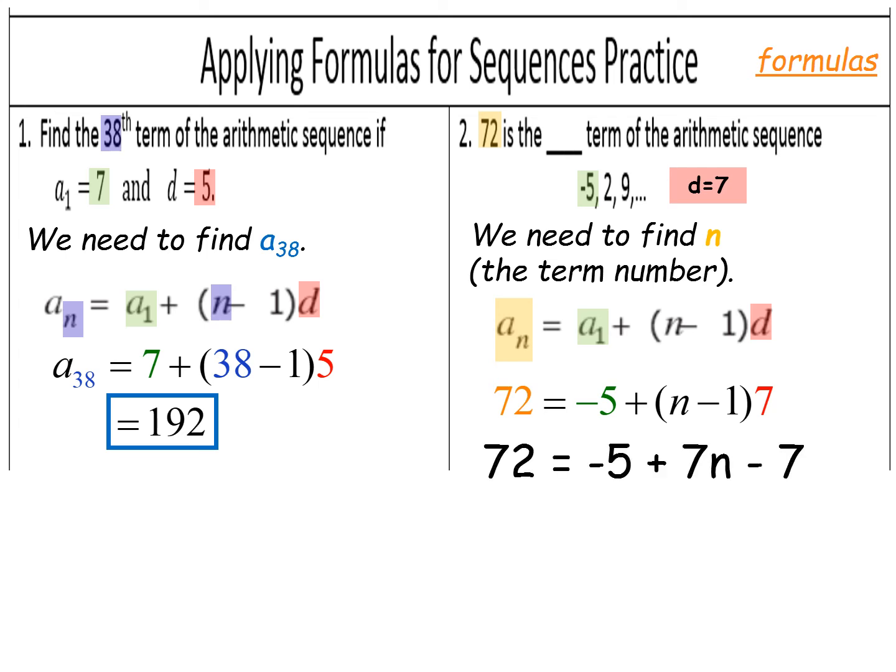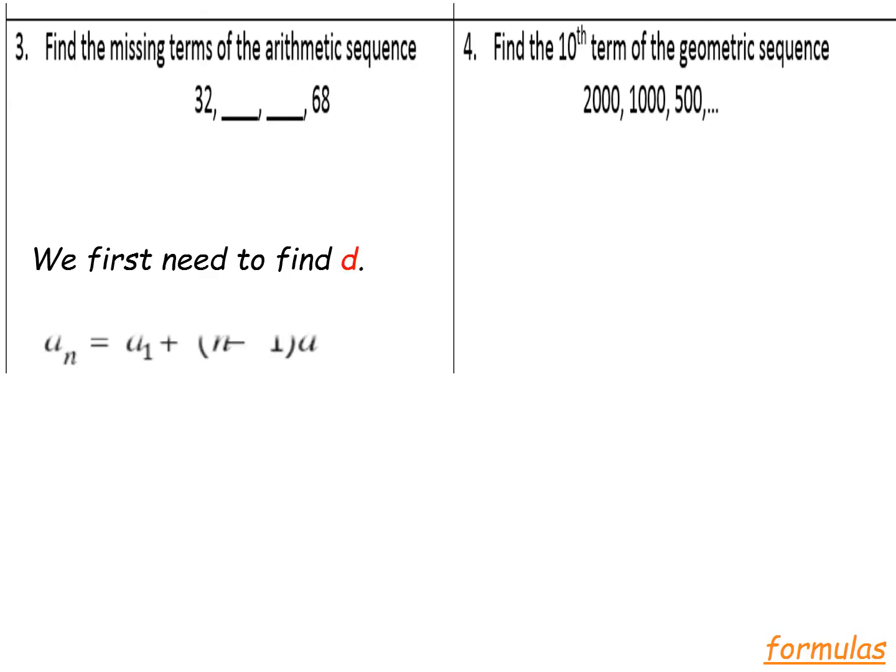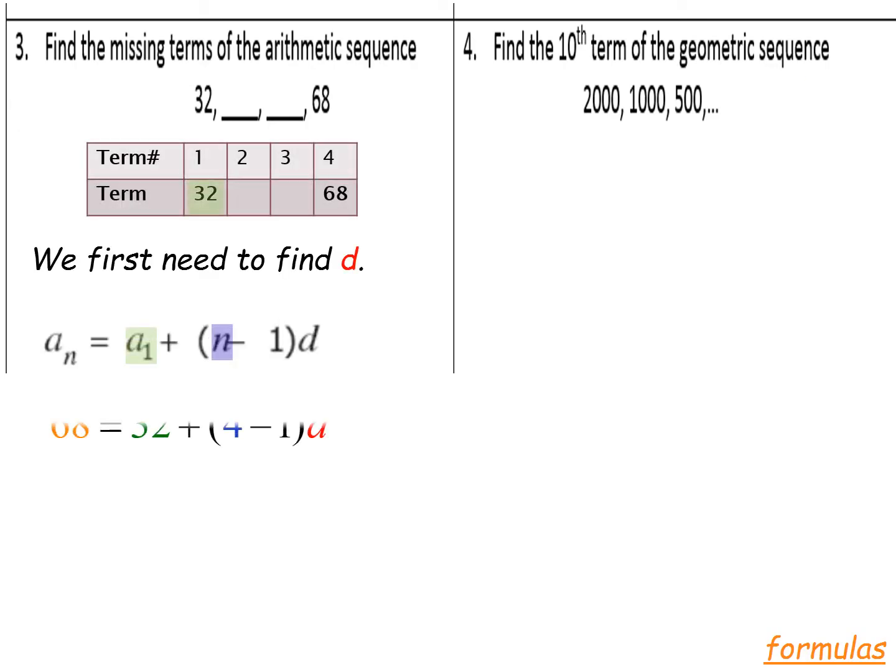And from here, we simplify. We distribute 7 times n and 7 times -1. We solve for n, and we find out that n is equal to 12. So in the 12th location, the value is 72. Go back through it so you can see it.